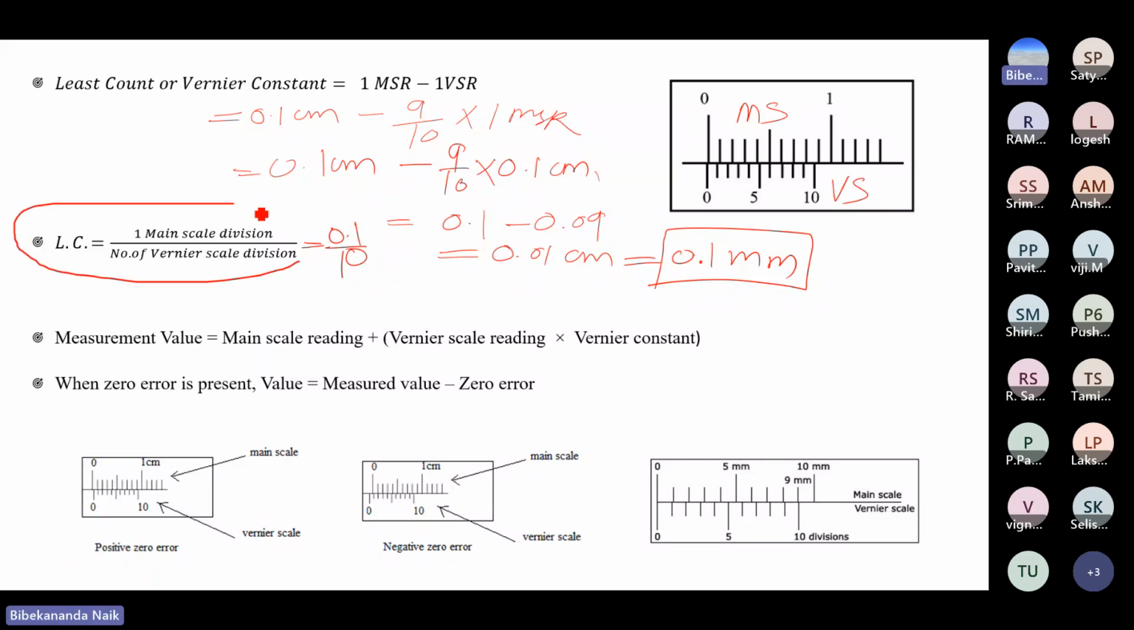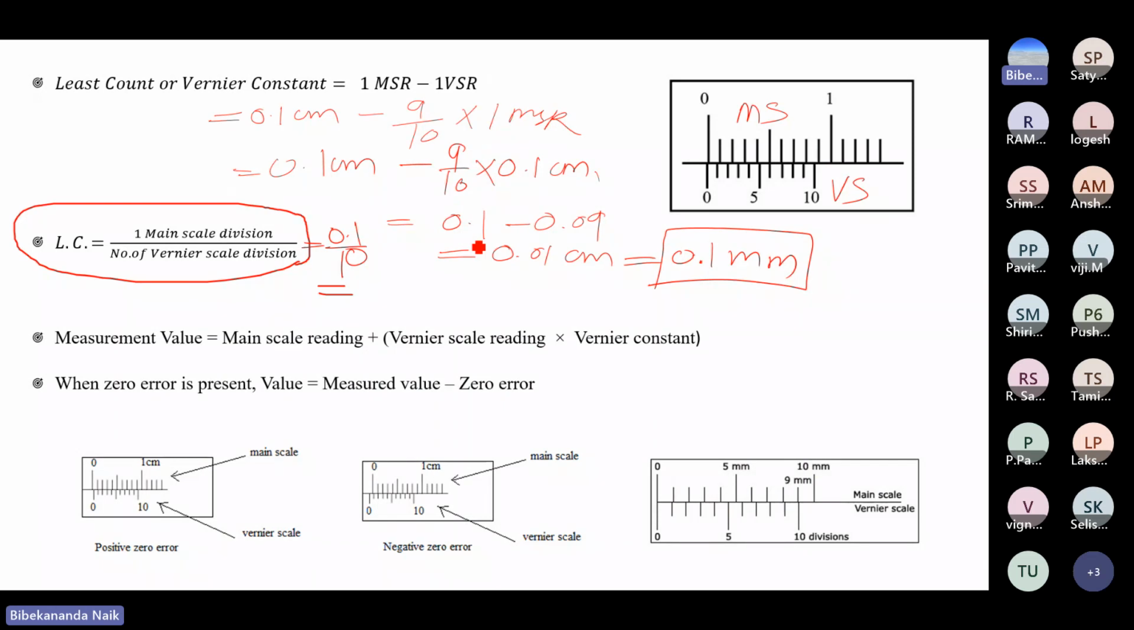This formula we can't apply in all cases, because this formula is mainly for when the n divisions of the vernier scale coincide with n minus 1 divisions of the main scale. In that case we can write it like that. However, there are some other cases, and there are a few problems I'll be discussing with you regarding this issue.